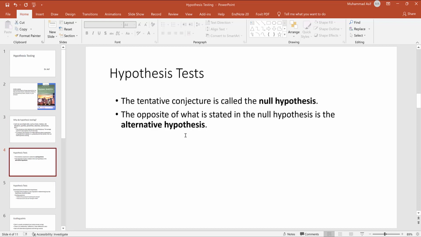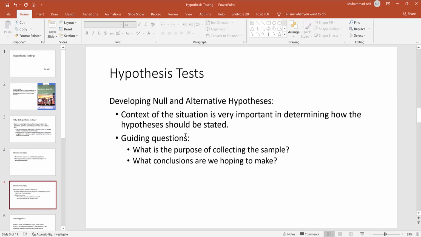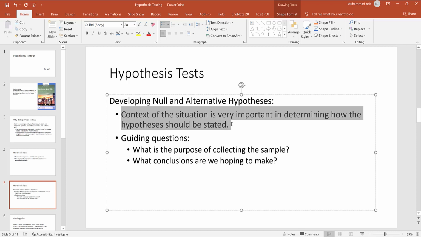There are two types of hypothesis. One is the null hypothesis, and the other one, which is exactly the opposite of that one, is called the alternative hypothesis. The null hypothesis is also called the tentative conjecture, and the opposite of that one is called the alternative hypothesis. In a scientific study, it's very important to formulate the right set of hypotheses, and for this, the context of the situation is very important in determining how the hypothesis would be stated.